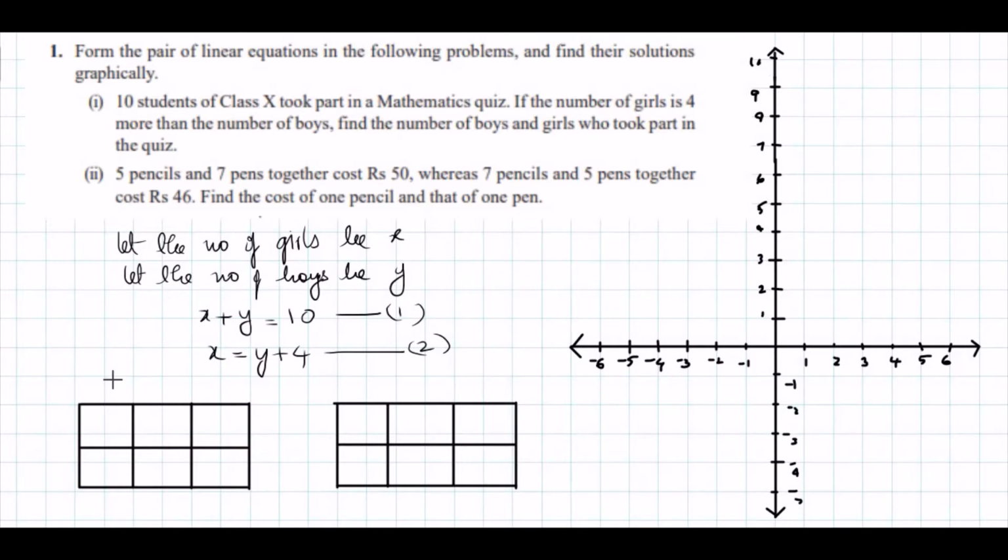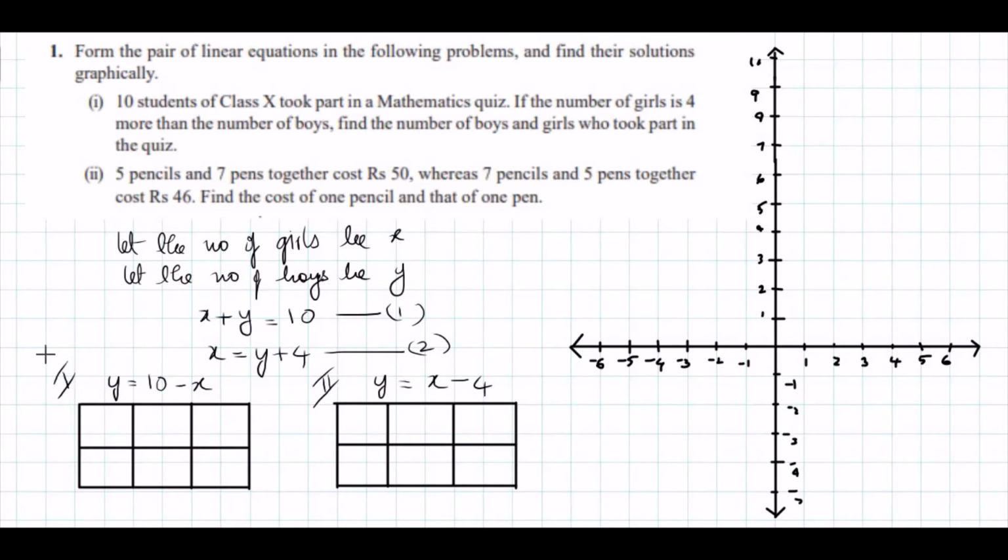So we have to write y in terms of x. For the first equation, y equal to 10 minus x. And for the second equation, if you write y in terms of x, you get y equal to x minus 4.